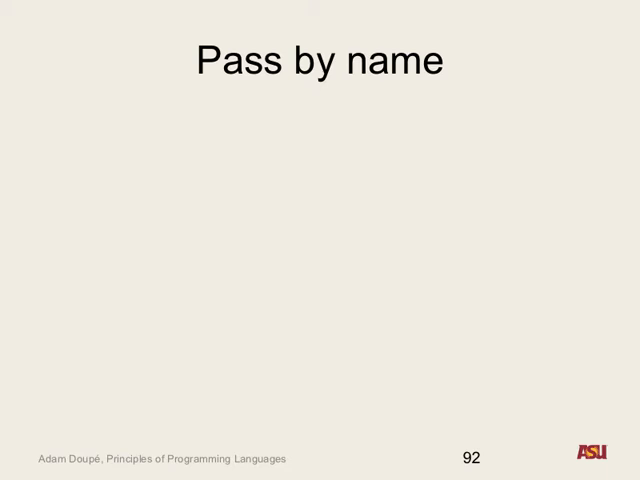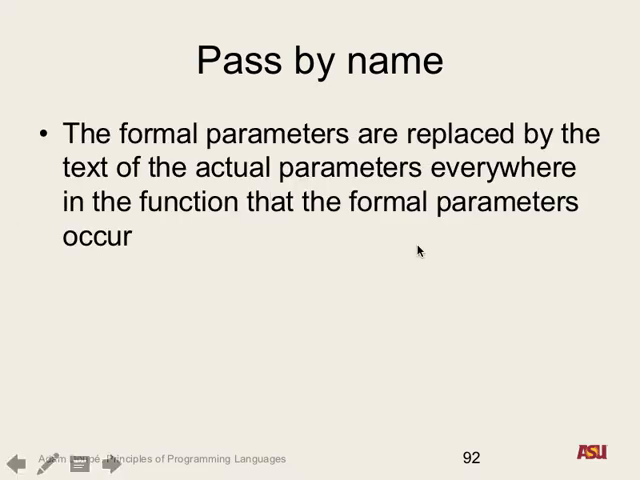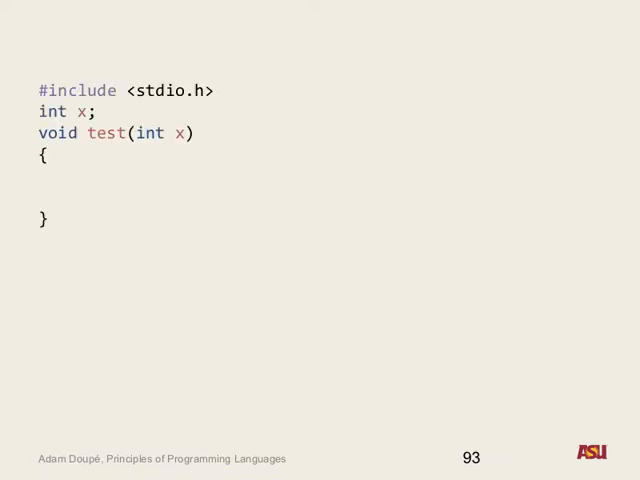The idea is when you invoke a function, you do a textual replacement inside the function of all of the references to the actual parameters. No, switch that. The formal parameters are replaced by all the textual expressions of the actual parameters. So the formal parameters in the text of the function are replaced by the text of the actual parameters everywhere in the function and every place that they occur. So let's look at an example. Same example.